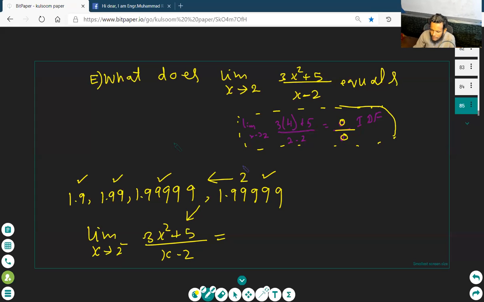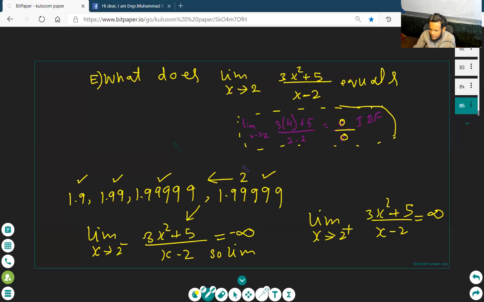It will approach negative infinity with different values. Yes, it will approach negative infinity. After checking, it will approach positive infinity. So the left hand limit and right hand limit are different, so the limit does not exist.